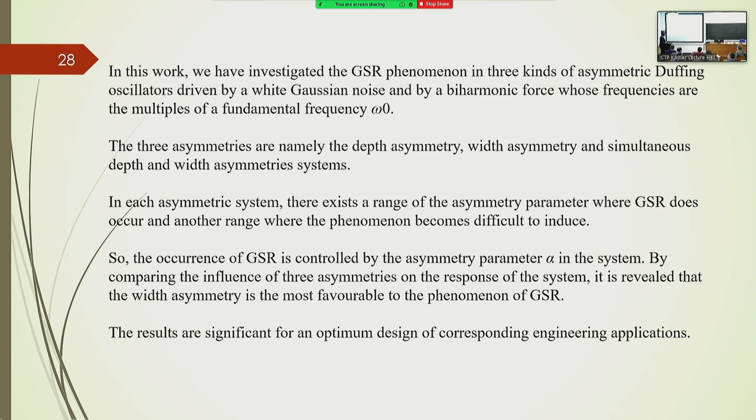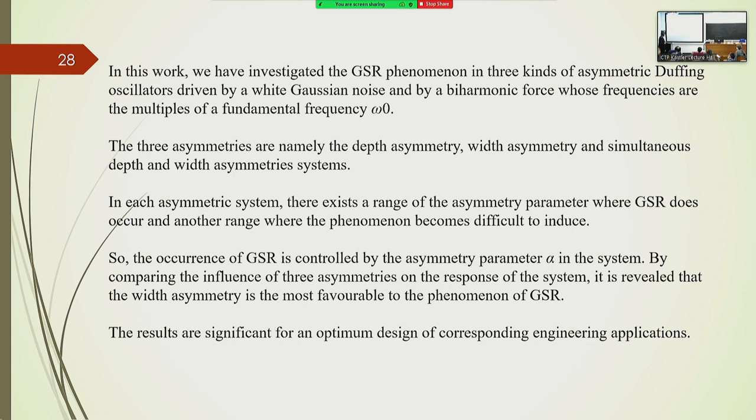The three asymmetries are namely the depth asymmetry, width asymmetry, and simultaneous depth and width asymmetry systems. In each asymmetry system, there exists a range of asymmetry parameters where Gauss stochastic resonance does occur, and another range where the phenomenon becomes difficult to induce. So the occurrence of Gauss stochastic resonance is controlled by asymmetric parameters in the system.